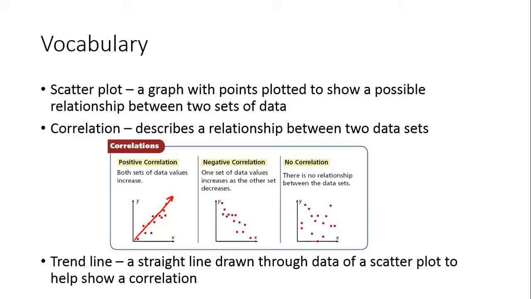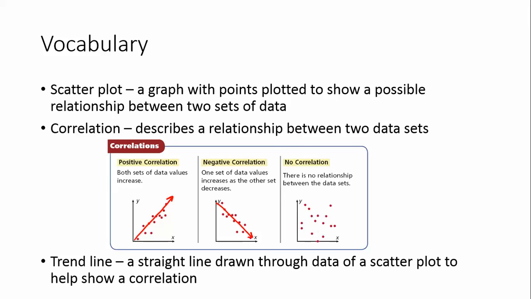or positive. A negative correlation is when one set of the data values increases but the other set decreases. And again, if we were to draw a line of best fit through this data, you would see that the slope here is negative. Then we also have no correlation, and that's when there's no relationship at all between the 2 data sets.